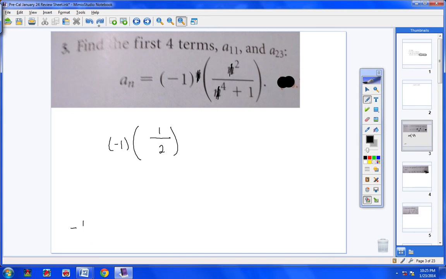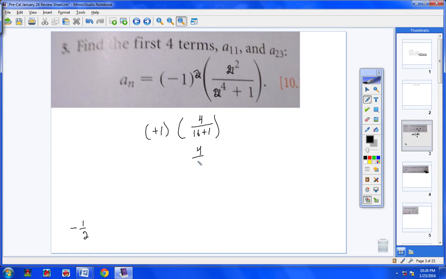Let's take a look now at the second term. Everywhere there's an n, I'm going to put a 2. So we will put a 2 right here, a 2 here, and a 2 here. Negative 1 squared is positive 1. Negative 1 times negative 1. 2 squared is 4. 2 to the 4th power is 16, plus 1 is 17. So I would have 4/17 times 1, and of course that would just be 4/17.